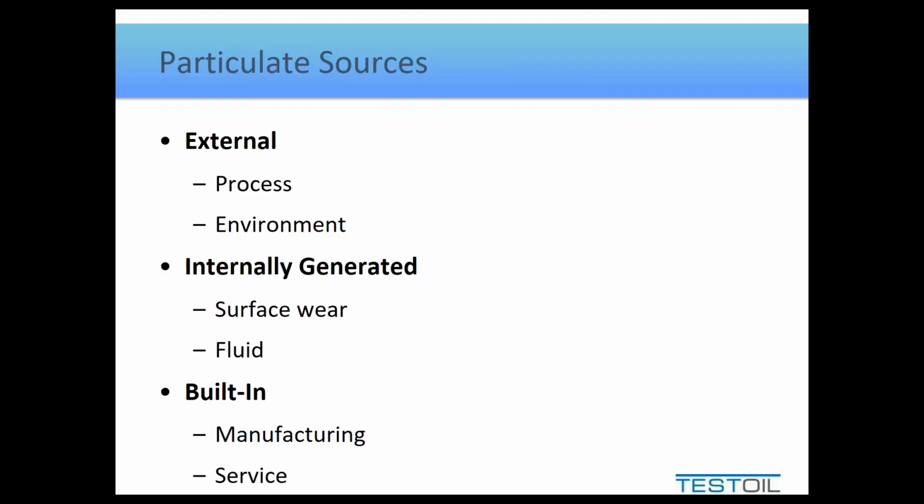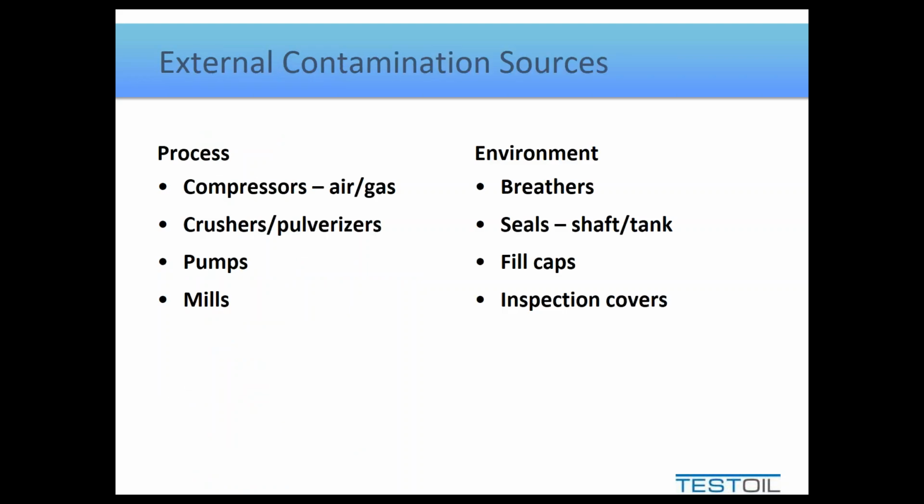Well, basically, you're going to find essentially 3 broad categories that you could classify the particulate as having its source: be external, or it may be internal, but it was generated internally, or it was built in, another form of internal, but was there right from manufacture. So taking a deeper look into the external sources, understand that your environment plays a key role in how much contamination gets into a lubricated piece of equipment.